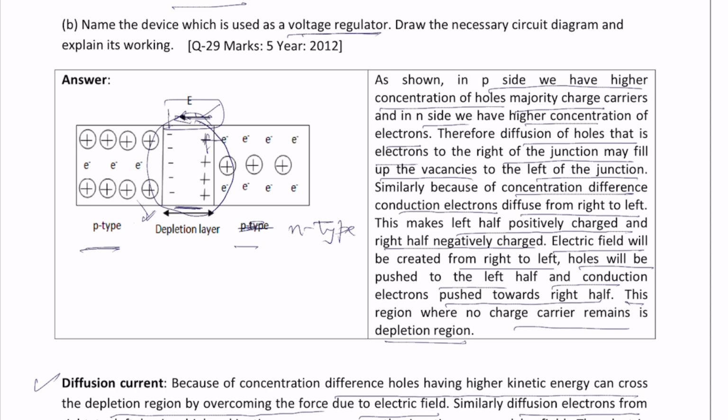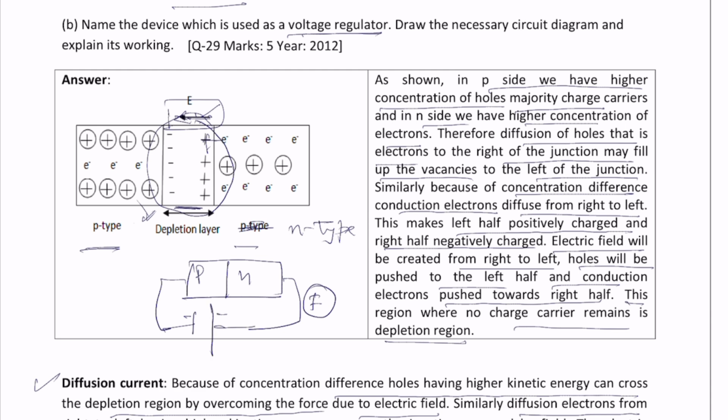Now, normally what happens when the P type is connected, suppose this is P type, this is N type. Okay, P type is connected with the positive, N type is connected with the negative, then this is called forward biasing. Okay, but in case of voltage regulator, instead of connecting the P type with the positive, we connect P type with the negative. Okay, P type with the negative terminal, and N type with the positive terminal.